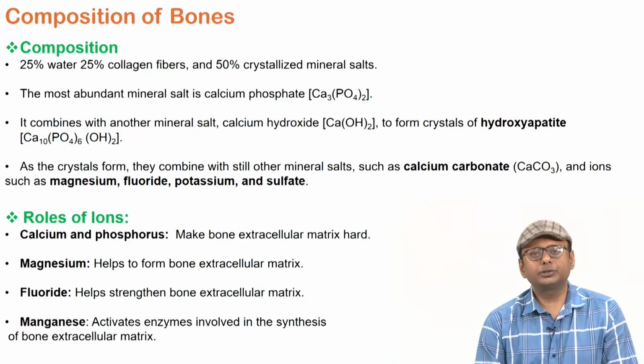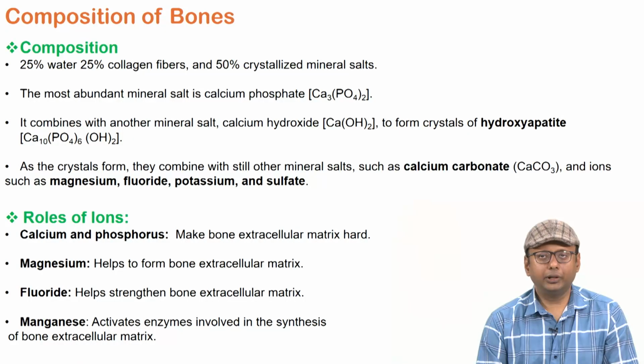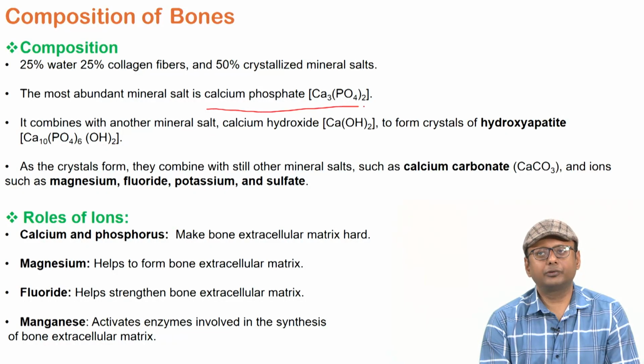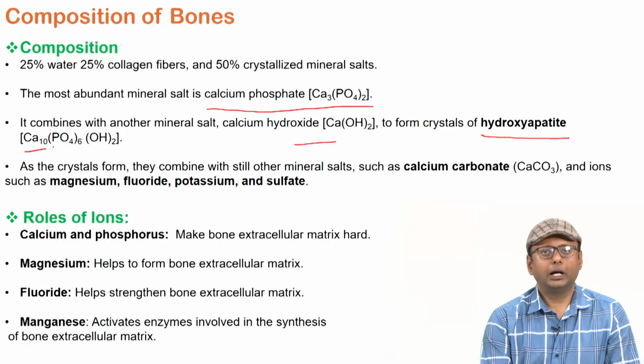Then what is the composition of bones? This is very important. If you see the composition of bones, you will find around 25% water, around 25% collagen fiber, and the remaining 50% are various crystallized mineral salts. The most abundant mineral salt in the bones is calcium phosphate, Ca3(PO4)2. It combines with other mineral salts, for example calcium hydroxide, to form hydroxyapatite. This is very important in the bone. Calcium phosphate and calcium hydroxide, once combined, form hydroxyapatite.